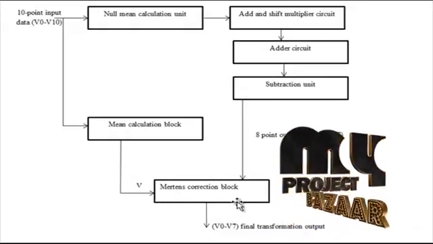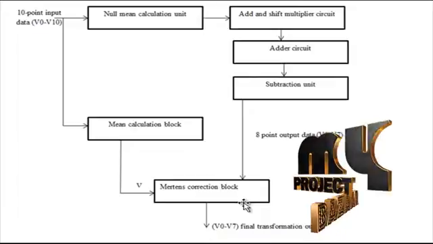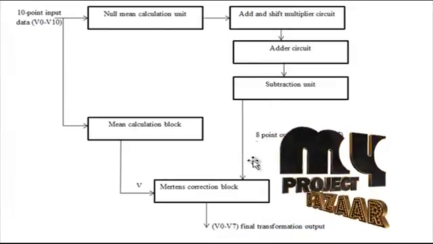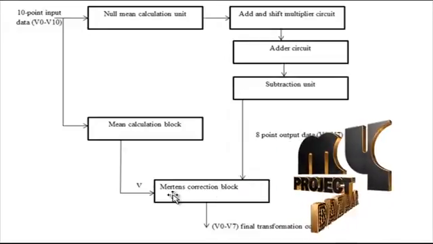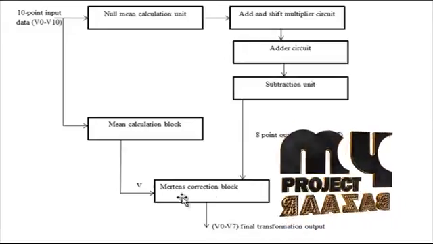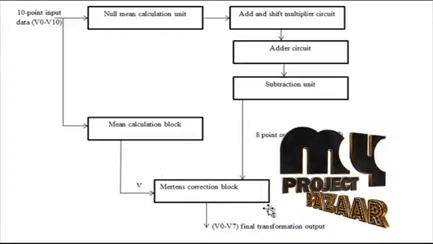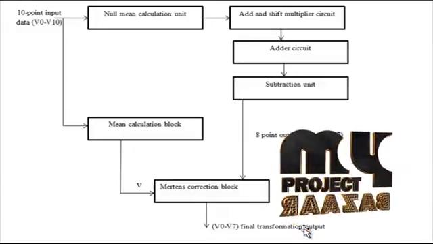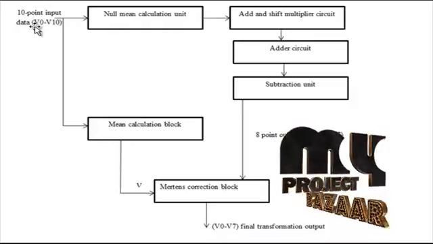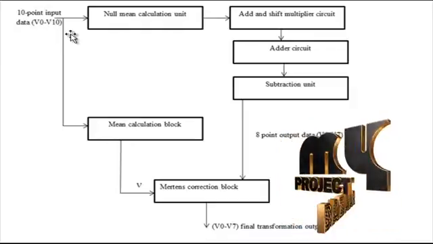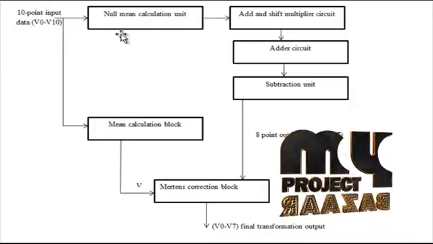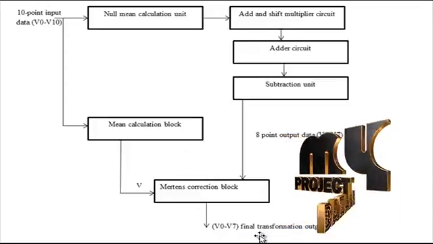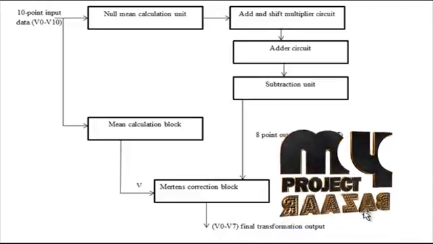The 8-point output data from the null mean calculation unit is also given as input to the matrix calculation block. Finally, in the matrix calculation block the transformation process occurs. So the 10-point input data is given to these modules, we calculate the transformation process, and finally we obtain the 8 final transformation outputs.